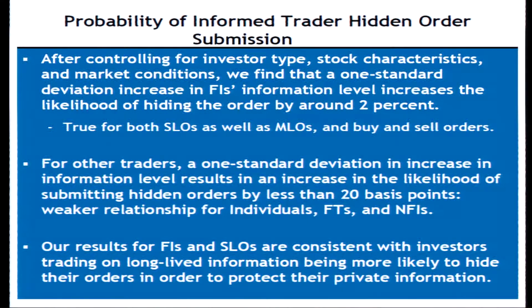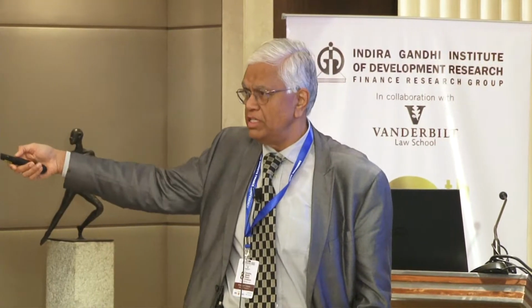We find that a one standard deviation increase in financial institution information level increases the likelihood of hiding the order by 2%. We also separately show the financial institutions are the most informed out of all of these categories. This applies to both SLOs, standing limit orders, and marketable limit orders, and to buy orders and sell orders. For other traders, the effect is a little smaller, but still in the same direction.